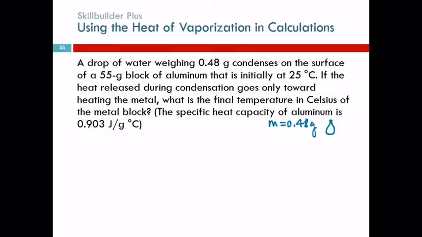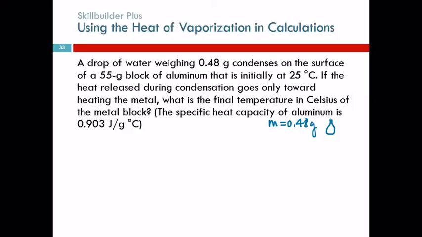So I got my double gulp right here of Diet Dr. Pepper. I don't know if you can see, there's water condensed on the outside. Where did that come from? Is the cup leaking? No. There were ice cubes in here and it's cold. And so water from the air is condensing on the outside of the cup. So that's what we're talking about here. This water is condensing. It's making a drop that weighs 0.48 grams on this aluminum.